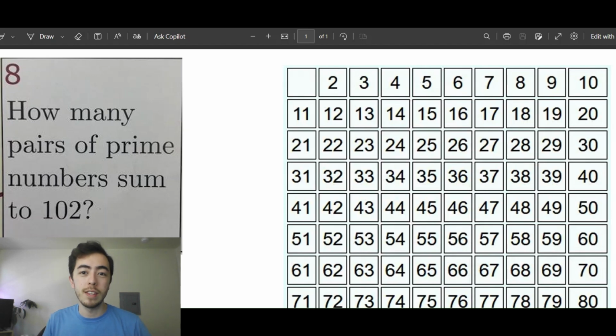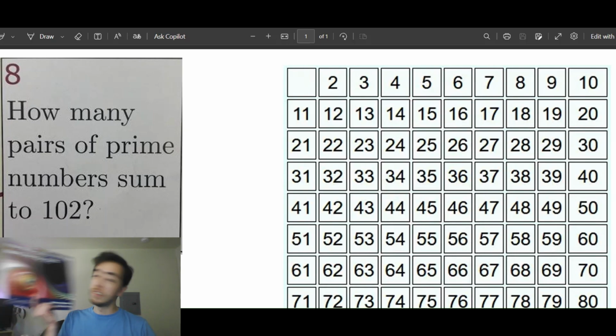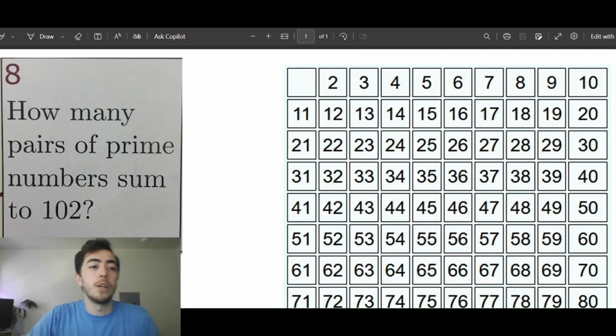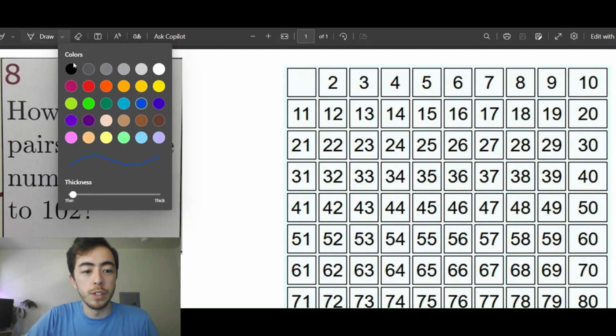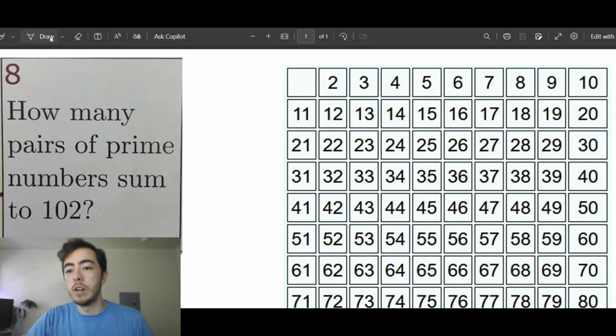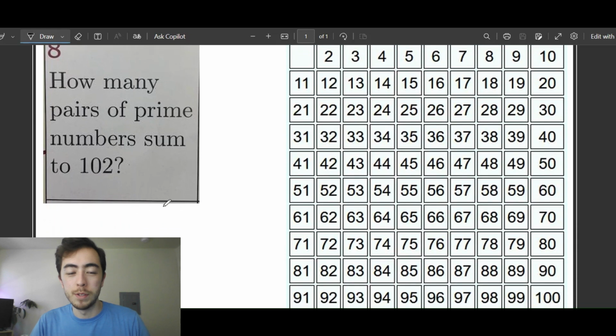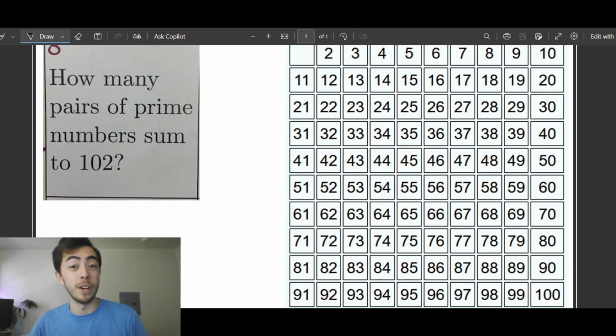Today is June 8th, and we're solving problem number 159 from this Daily Epsilon calendar. We need to show how many pairs of primes sum to the number 102. So over on the right side of the screen, I have all the numbers from 2 to 100.